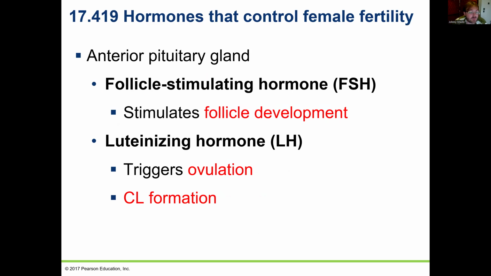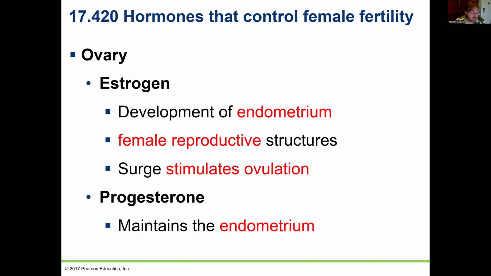Now, then we have the anterior pituitary gland. This is going to produce follicle-stimulating hormone, which is in turn going to stimulate follicular development. Then we have luteinizing hormone, which is going to trigger ovulation and also the formation of the corpus luteum. We have estrogen, which is going to control the development of the endometrium. We have the development of female reproductive structures, and it's going to stimulate ovulation as well. Progesterone is going to maintain the endometrium and therefore delay the onset of a period until after the birth of the offspring.